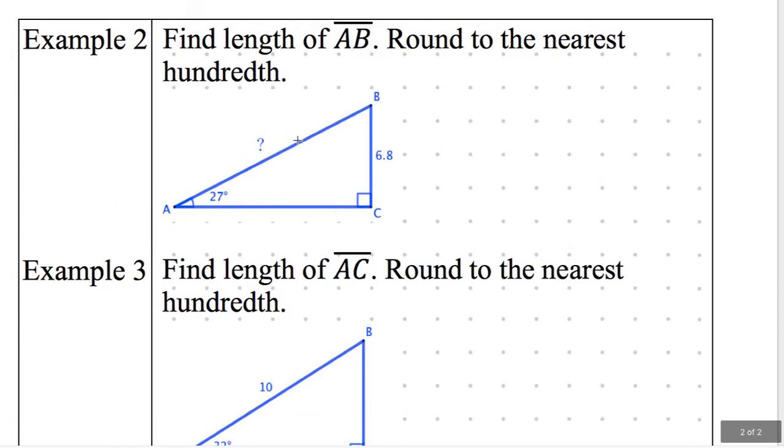Here we go. I need to find this missing side length, AB. And I'm going to round to the nearest hundredth. How am I going to do that? Well, I'm going to start by writing the trig statement. First of all, if I'm looking for these 2 side lengths with this angle of reference, which trig function am I going to be using? Is it sine, cosine, or tangent? You have a 33% chance of getting it right if you randomly guess, but we know this.